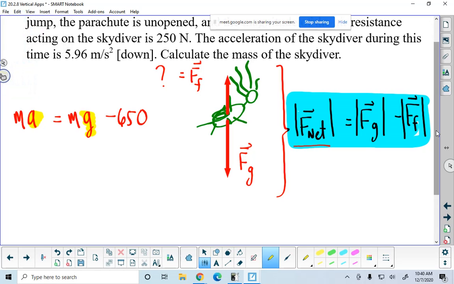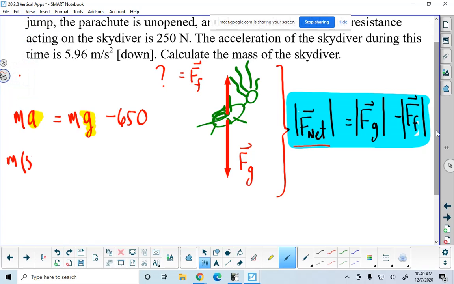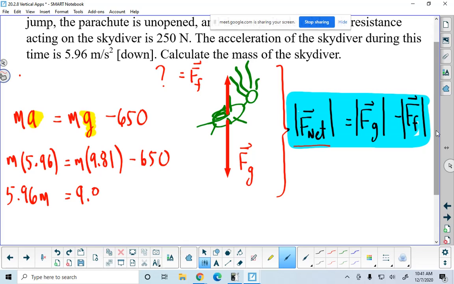So now let's put in the other numbers that we know. We know a is 5.96, so we end up with the mass times 5.96 equals the mass times 9.81 minus 650. So I'm going to write this as it would appear in math. 5.96 m equals 9.81 m minus 650.